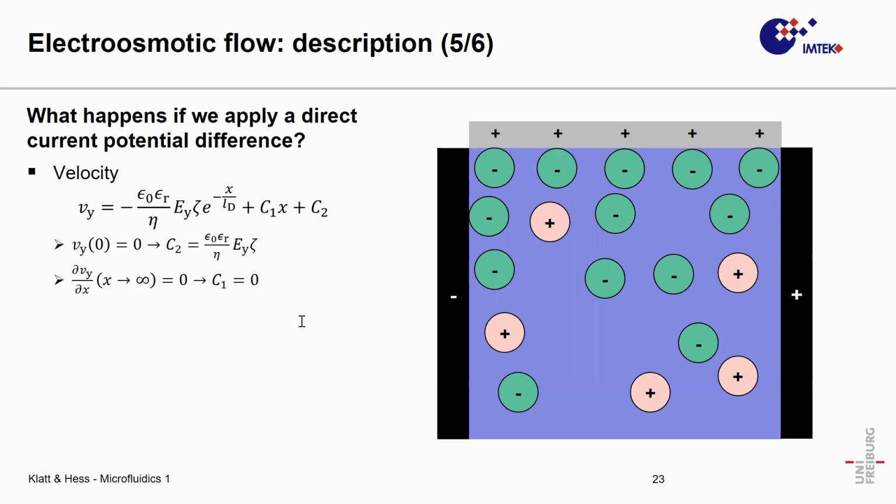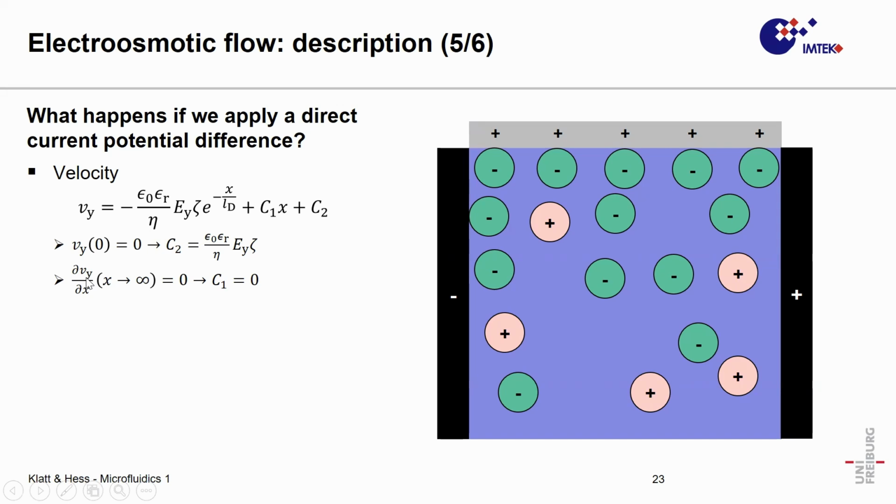Here, we then have to remember our boundary conditions. So we said that the velocity in y direction, so in direction of the electrodes, equals 0 at the wall. If we enter x equal to 0, we will end up with a constant C2, which is equal to this term. So the exponential function equals 1, and then we only have this term left.